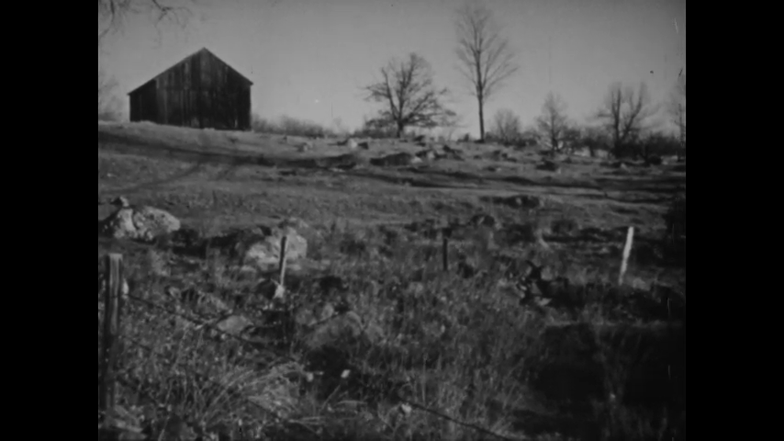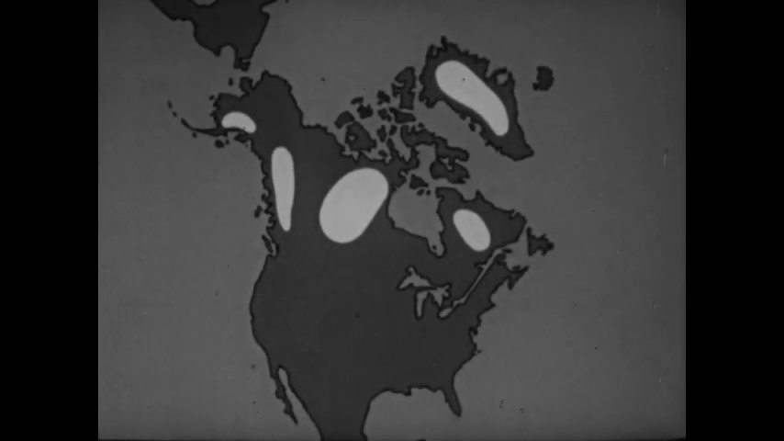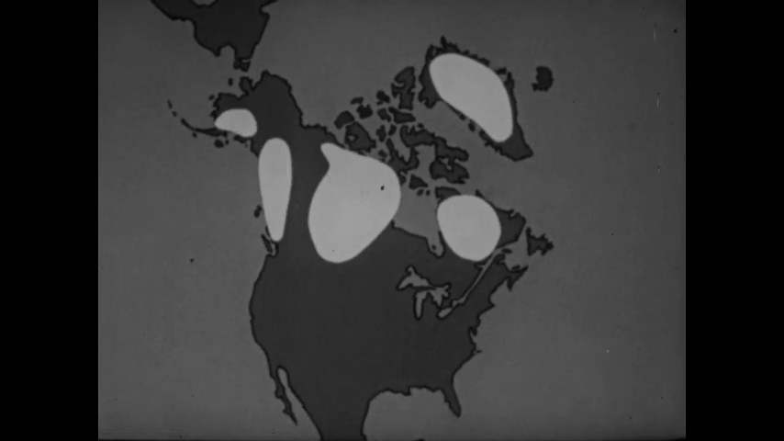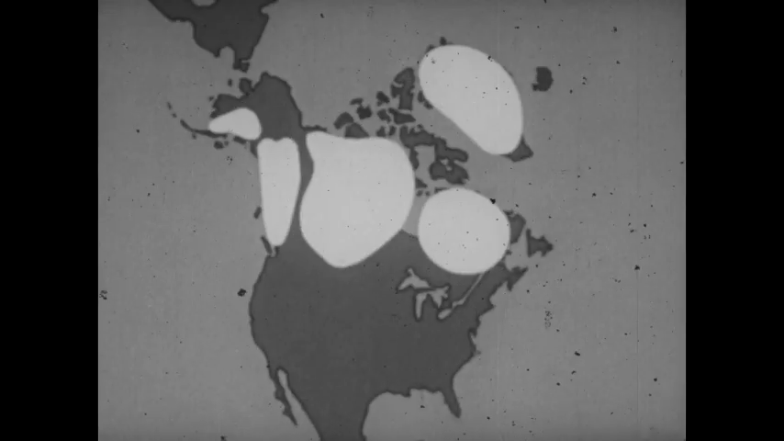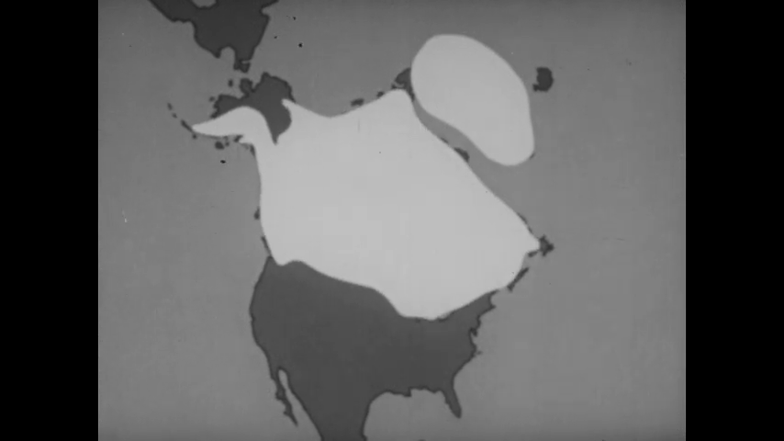But how did the region get its rocky soil and rough highlands? For the answer, we must go back thousands of years to the period called the Ice Age. Much of North America, including the New England region, became covered by a great sheet of ice. The ice sheet moved over the continent, grinding off high points and piling up ridges and hills.